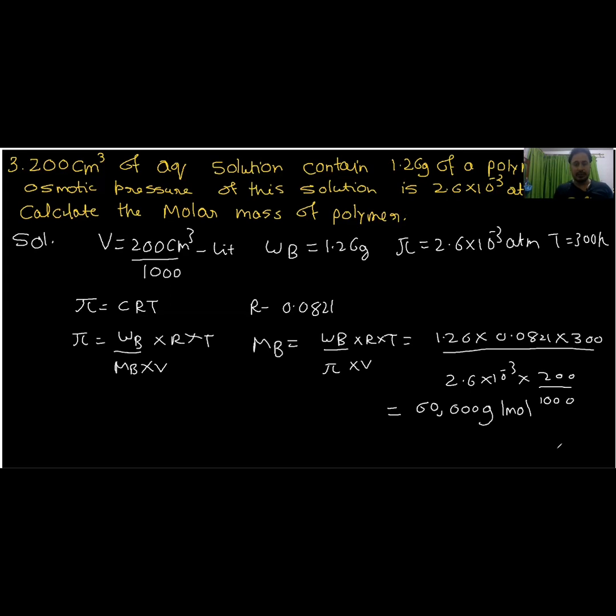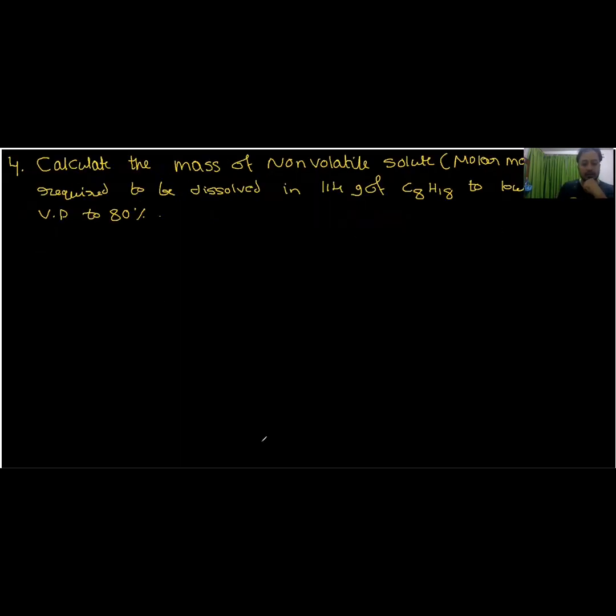Now let's see the fourth type of question based on colligative properties. The question is: calculate the mass of the non-volatile solute whose molar mass is given as 40 gram per mole, and which is required to be dissolved in 114 gram of C8H18, which is octane, to lower the vapor pressure to 80%. So when we add a non-volatile solute with a molar mass of 40 gram per mole to 114 gram of octane, the vapor pressure becomes 80% of the original value. So let's see how to solve this.